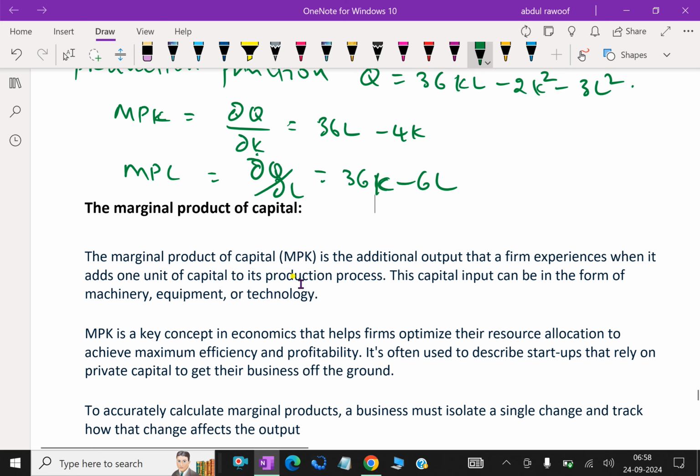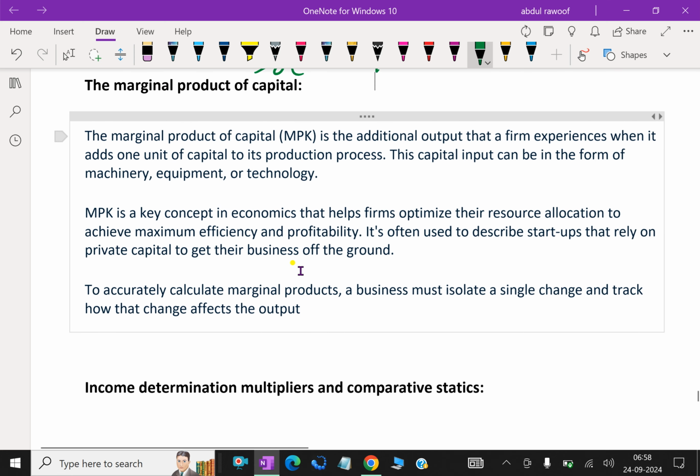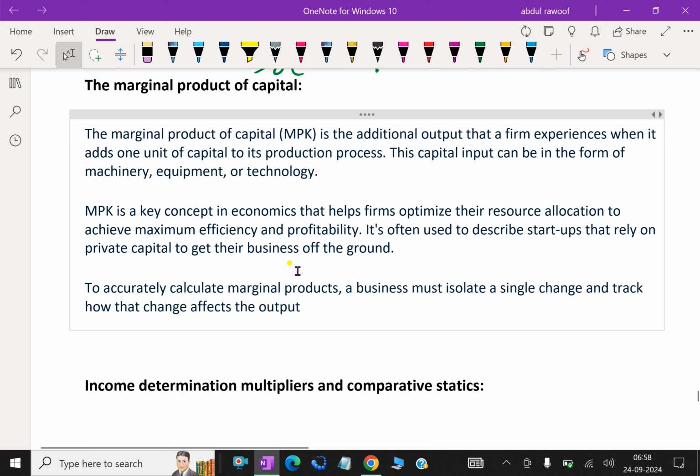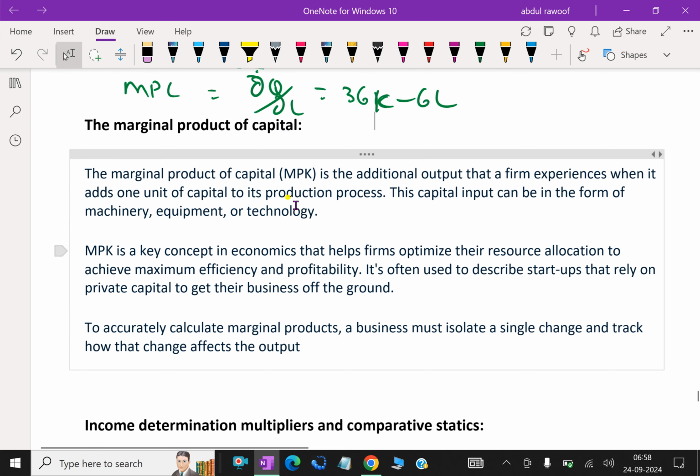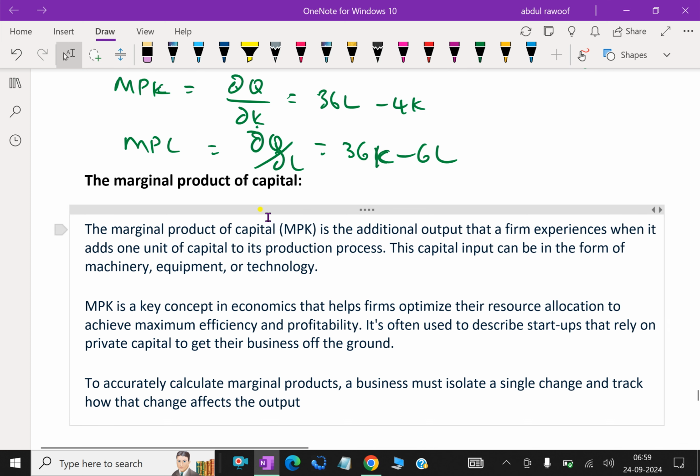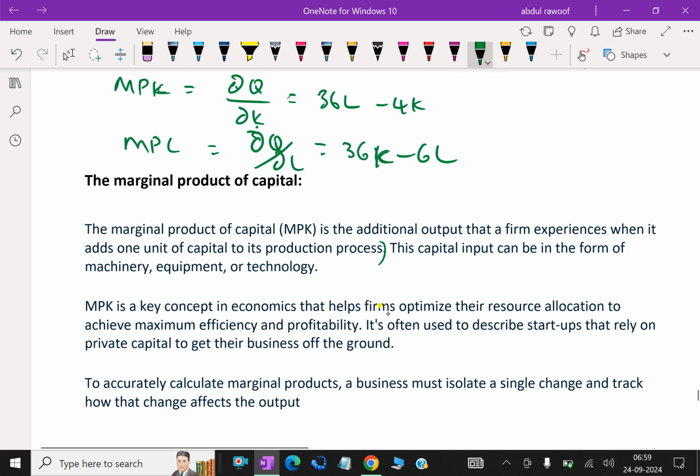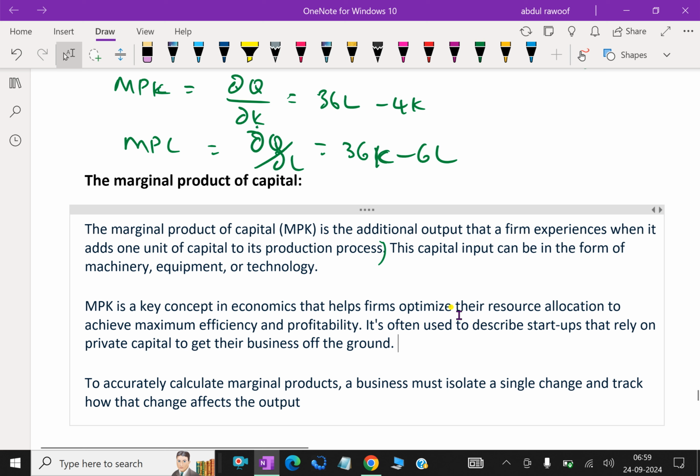Next, the marginal product of capital. What does that mean? Further definition of the marginal product of capital: the marginal product of capital, MPK, is the additional output that a firm experiences when it adds one unit of capital to its production process. That means if you add one unit of capital to the production process, the additional output it experiences is called the marginal product of capital.